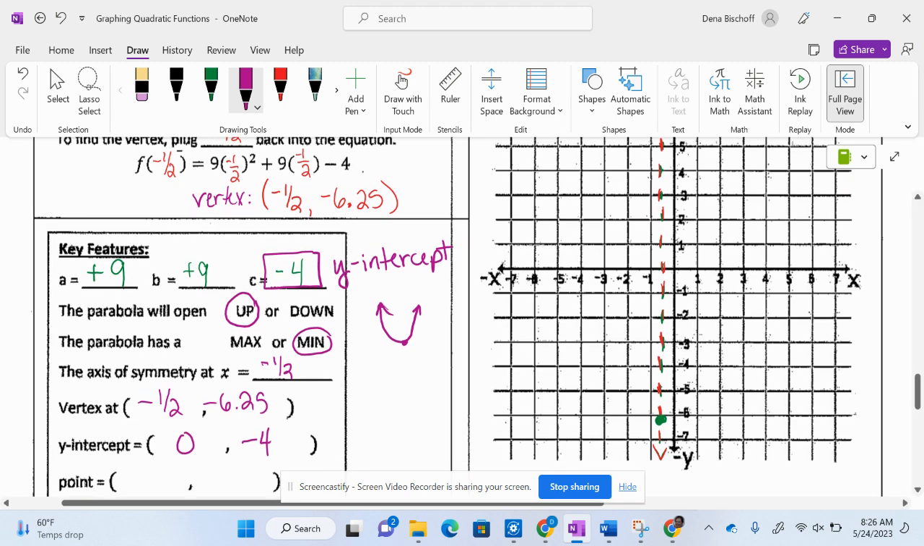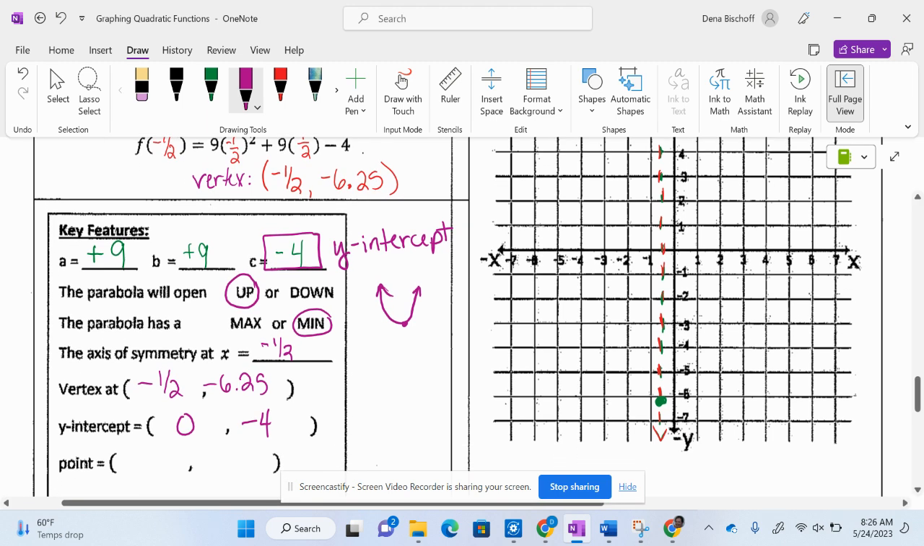So let's talk about what the axis of symmetry does for us. The axis of symmetry lets us use that as a fold line. You guys remember that? It's a fold line. So this graph crosses the y-axis at -4.